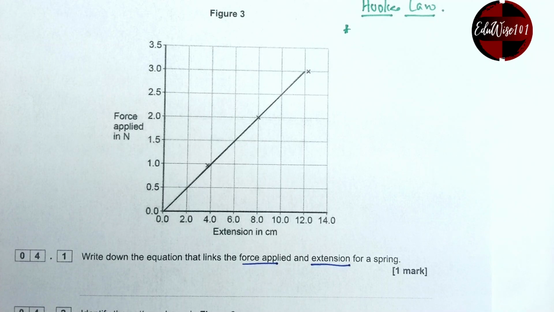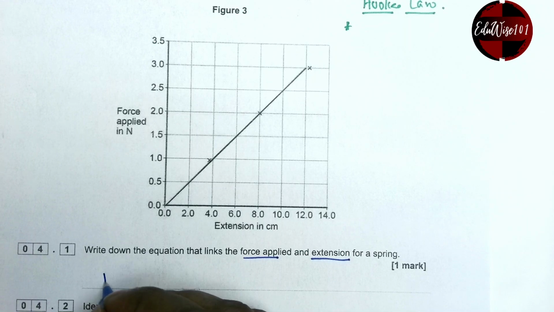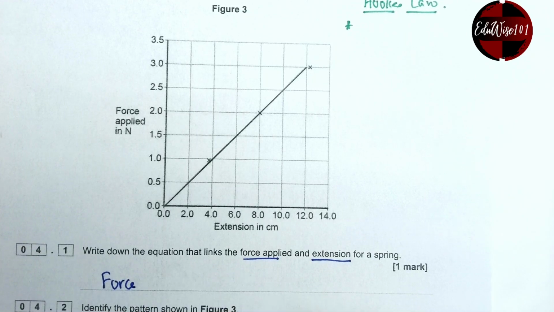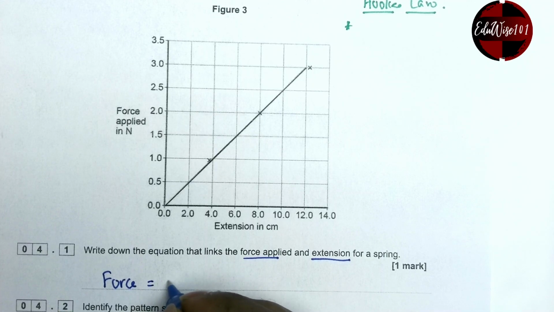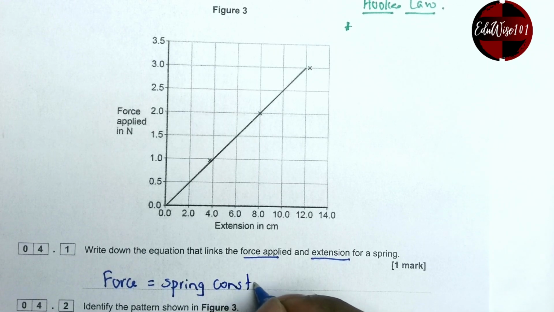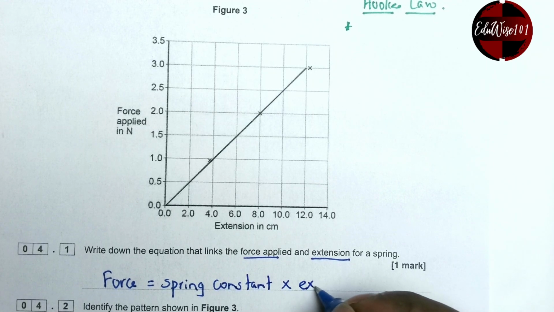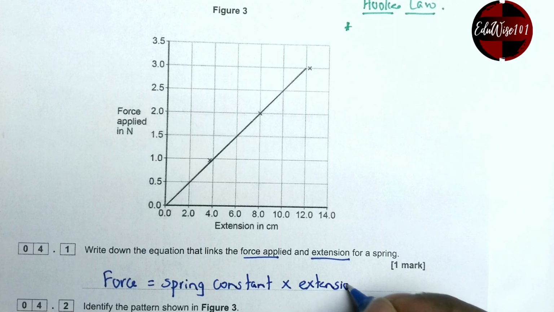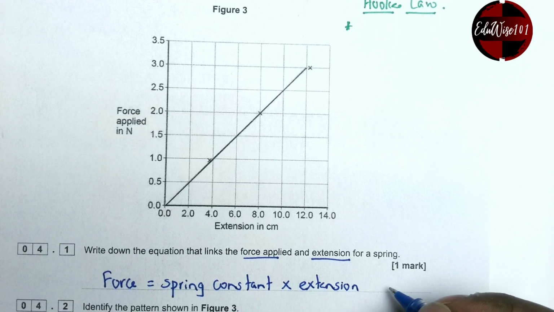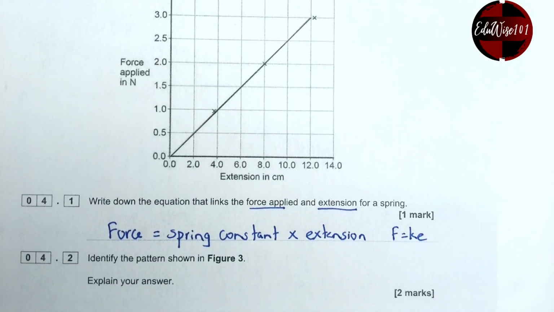You will find this equation in the equation sheet, which is force equals spring constant multiplied by the extension, or you could write F equals K E as a symbol equation.